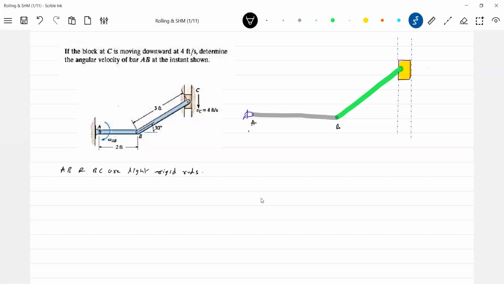A, B, and this is C. So this is moved with a velocity Vc. I think this much is the basic information. Okay, let's carry on. He's asking to determine the angular velocity of the rod AB.